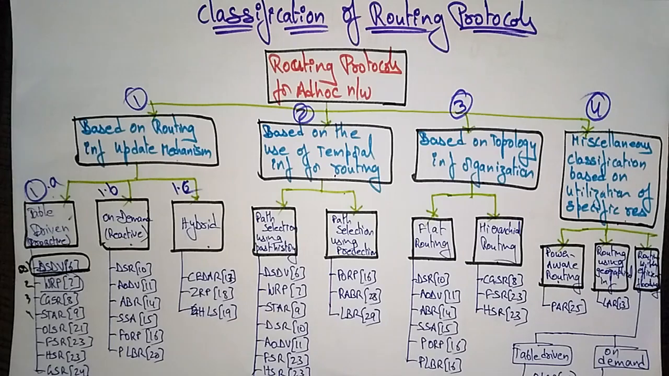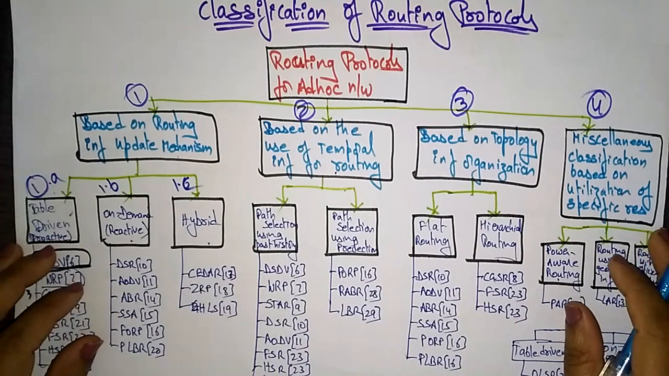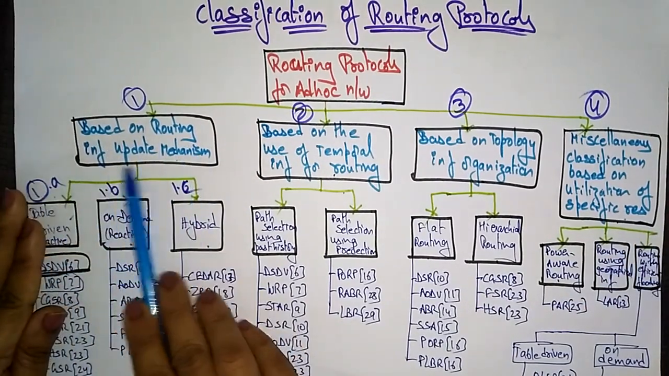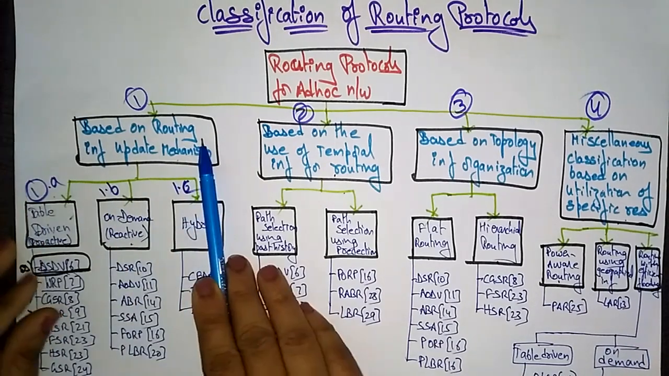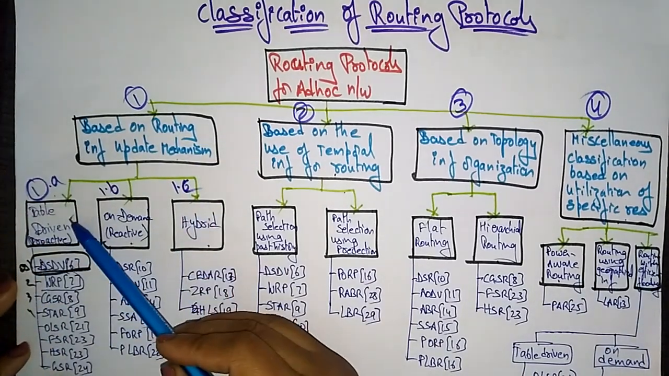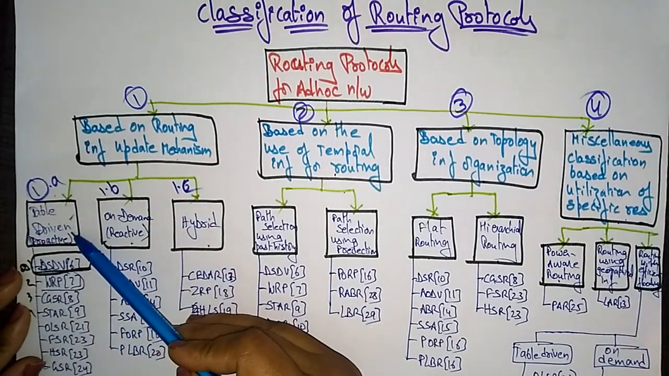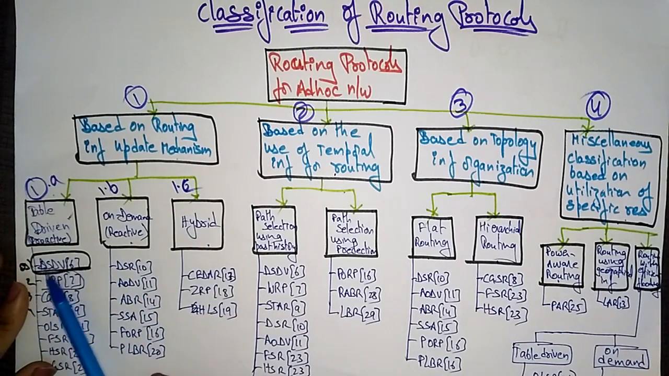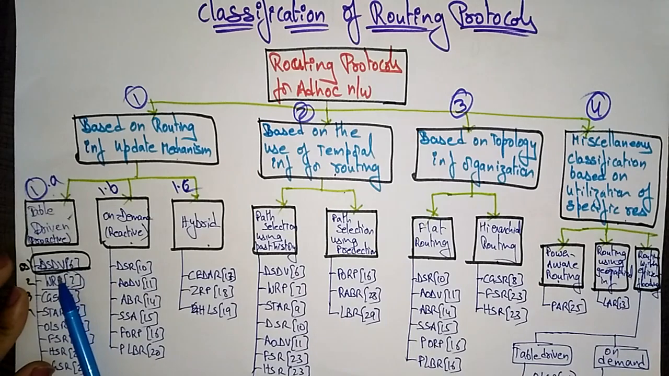Hi students, welcome back. Let's continue with the classification of routing protocols for ad hoc networks. Okay, so we are discussing the first stage, that is based on routing information update mechanisms. In that I explained about 1A, that is table driven, which is a proactive protocol. The examples for that are DSDV and WRP, which I already explained.